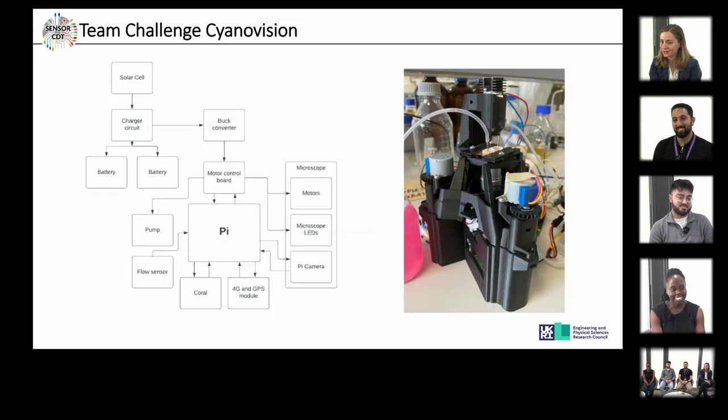She worked on the team challenge called CyanoVision. So we can see the slide here, but she also brought their prototype, actually. Thank you, Adriana. And unlike my other friends, we didn't have lockdown. So it was face-to-face, but we still had 12 weeks, which is still a tight time to finish a project.